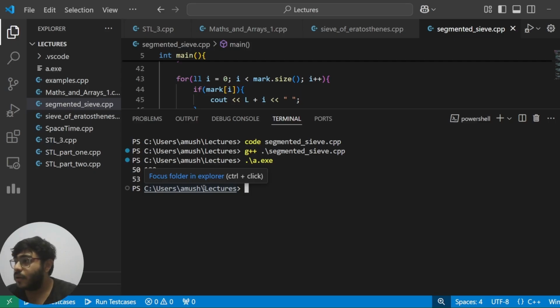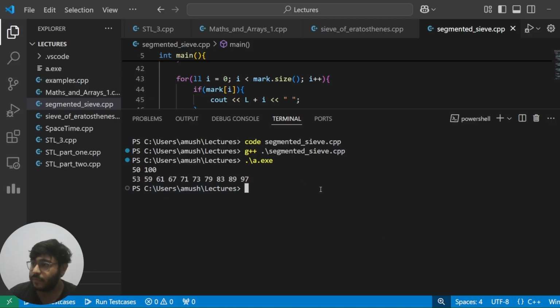Let's check. So basically, as what I can see from a Google search result, the prime numbers are 53. Okay, we have 53, we have 59, then we have 61, then we have 67, then we have 71, then we have 73, then we have 79, then we have 83, then we have 89, then we have 97. So we can see this algorithm works perfectly.